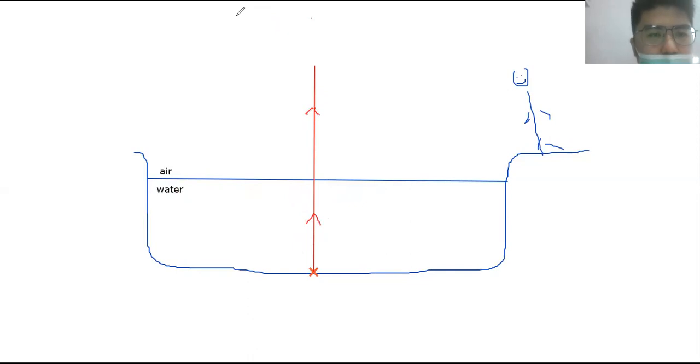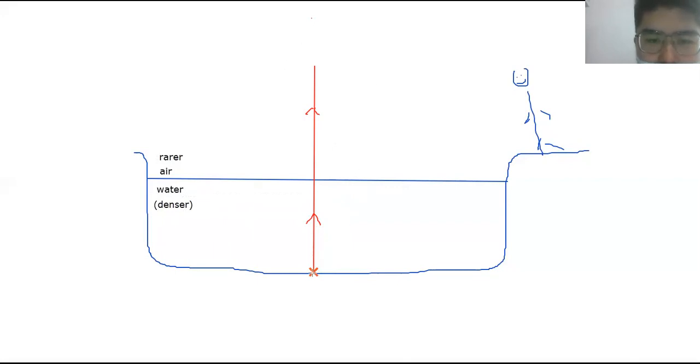Why? Because A is a rarer medium. Water is a denser medium. Water is denser than air. So when you go from denser to less dense, the speed speeds up, and it bends away. But there's no bending in this case because this is a straight perpendicular line. Now another ray goes like this. I use a different color.